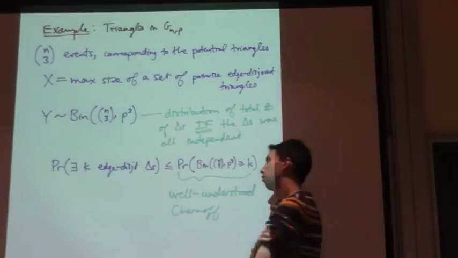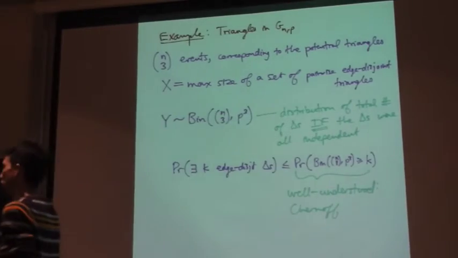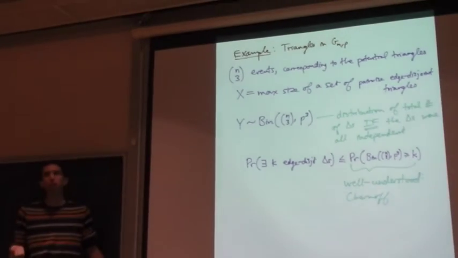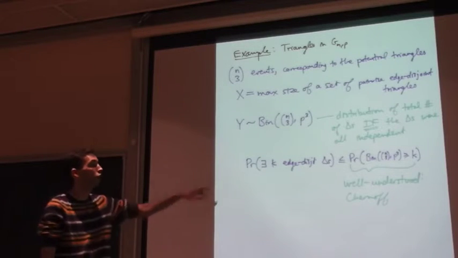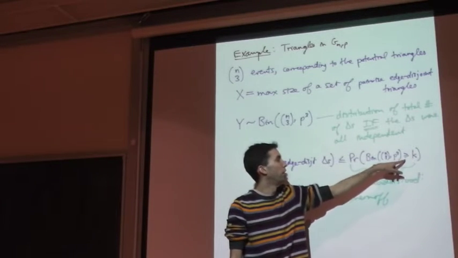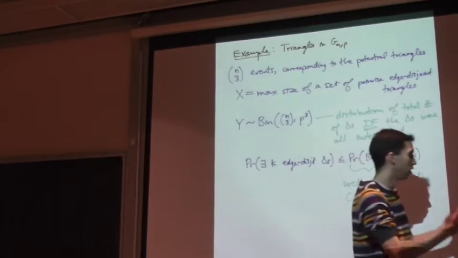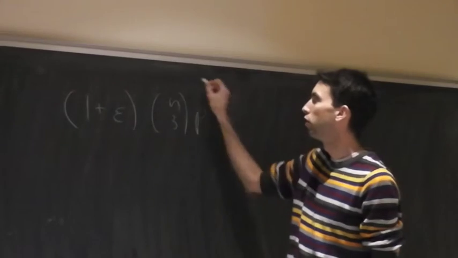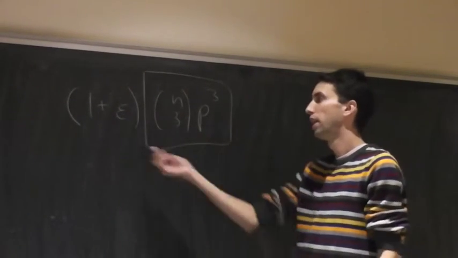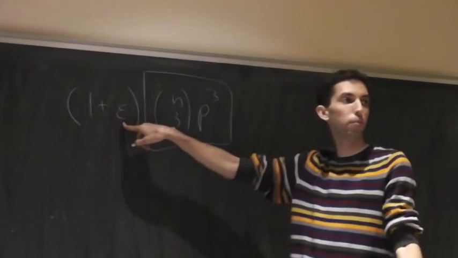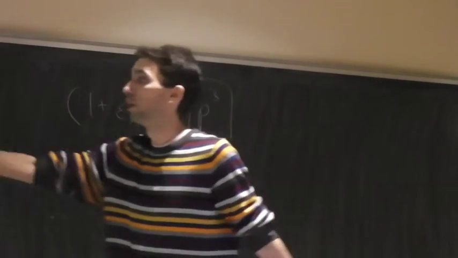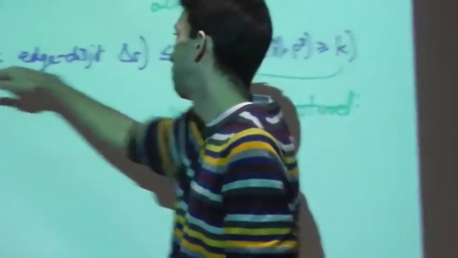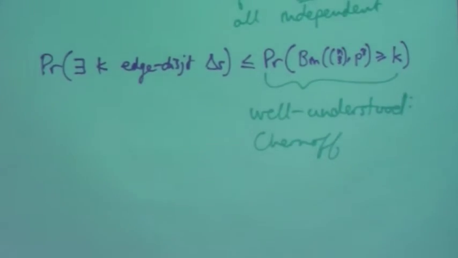So if k is, say, a small constant factor bigger than the mean of the number of triangles, then this k would be, let's say, 1 plus epsilon times n choose 3 p cubed. The mean is n choose 3 p cubed, and if we're letting k be an epsilon constant factor bigger than that, then Chernoff gives a very tight bound for this. And so we get a tight bound, which is great.